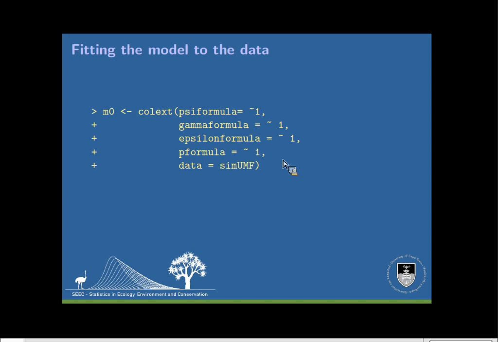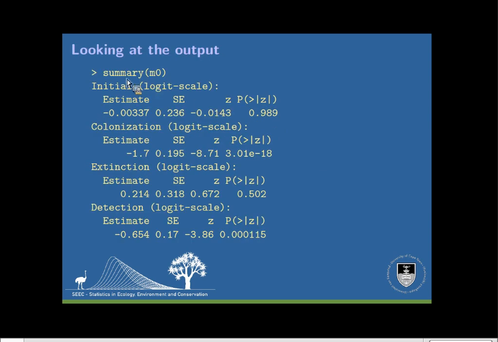Then we've got the gamma, so that's the colonisation probability. I'm going to model this as constant. And then extinction probability, also constant in this model, and detection probability, which I'm also going to leave constant. So this is the simplest multi-season model you can fit. You're only going to estimate 4 parameters: initial occupancy, colonisation probability, extinction probability, and detection probability. When we do that, and then pass the output to the summary function, we get the parameter estimates. So here, this is the initial occupancy, colonisation, extinction, and detection.